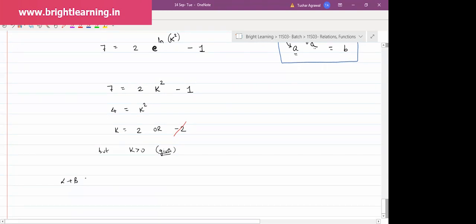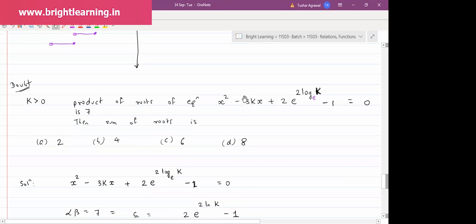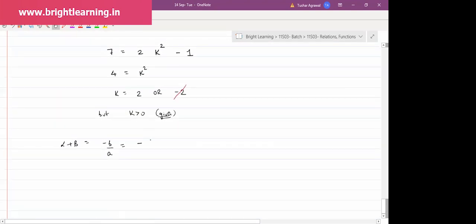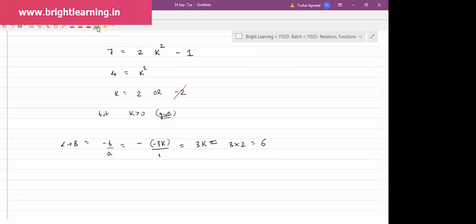Alpha plus beta is equal to minus of b upon a, which is equal to minus of, what is b? b is negative 3k, and a is 1. So the answer is ultimately 3k, and 3k is what? 3 multiplied by 2, which is 6. Option C. Yes.